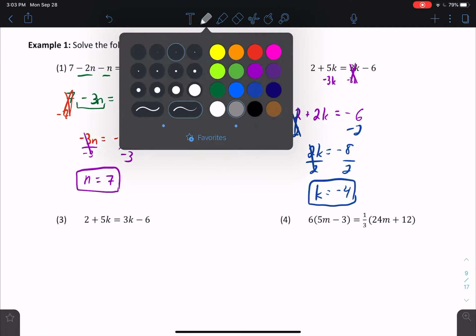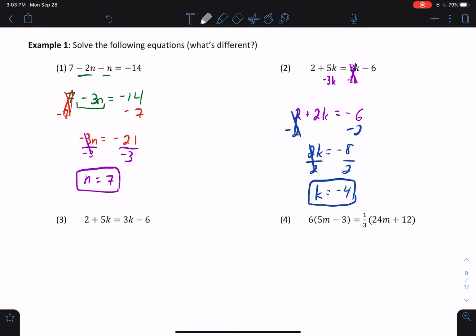And then, remember, check your work just like we have. Every time you see a k, plug in negative 4. So I've got 2 plus 5 times negative 4 equals 3 times negative 4 minus 6. If I simplify this, the left-hand side is going to become 2 minus 20, which is negative 18. The right-hand side is going to be negative 12 minus 6, which is also negative 18. Left-hand side equals the right-hand side. That's true. So this is the correct solution.